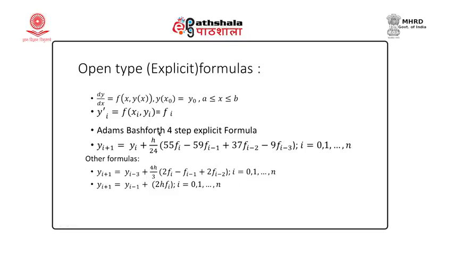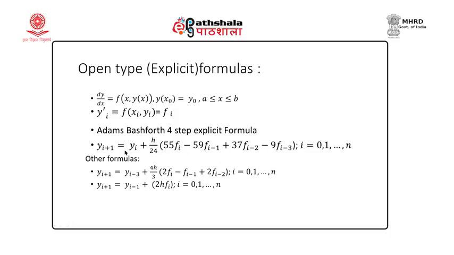So, the most common, the most popular Adams-Bashforth 4-step explicit formula is yi plus 1 is given by yi plus h by 24, 55 fi, which means 55 f at the point xi, yi, minus 59 f i minus 1, which means f at the point xi minus 1, yi minus 1, plus 37 f at the point xi minus 2, yi minus 2, minus 9 f at the point xi minus 3, yi minus 3. So, this is the most common Adams-Bashforth formula. Error would be of the order of h raised to 5.